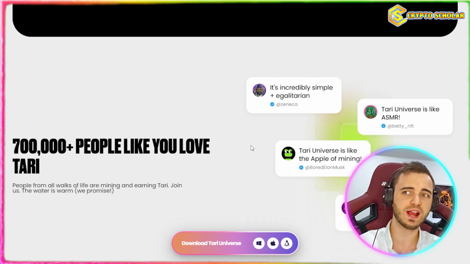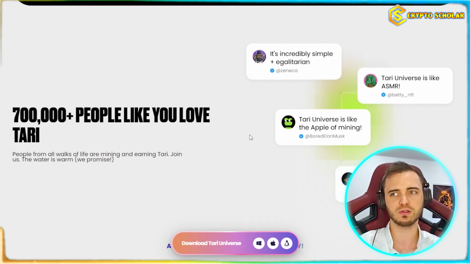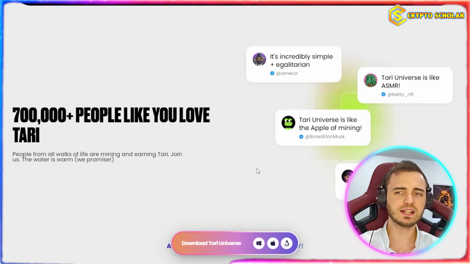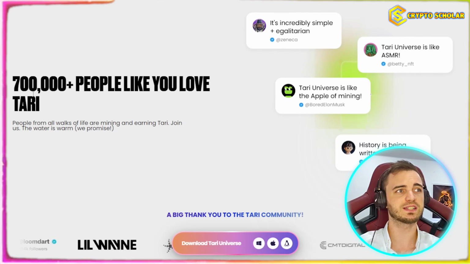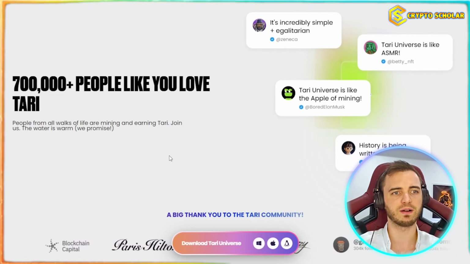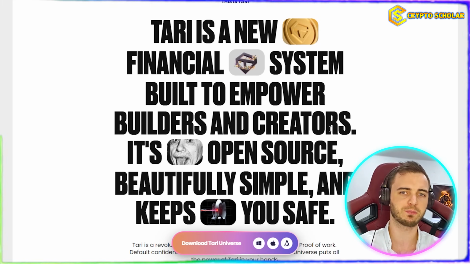Now, Tari as a token itself is actually listed on a centralized exchange right now. Users can now trade or sell the tokens they earn through the mining. This is a major milestone and proof that Tari is gaining that mainstream traction. They actually have tens of thousands of miners joined in the past week, and you can see 700,000 people plus like you love Tari. So that's fantastic and really goes to show the explosive growth that this project is getting.